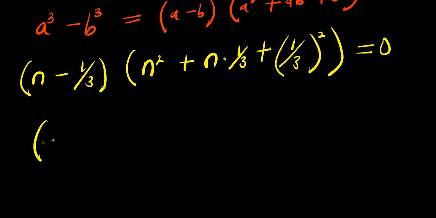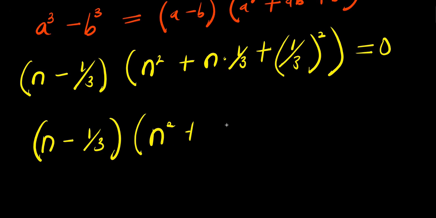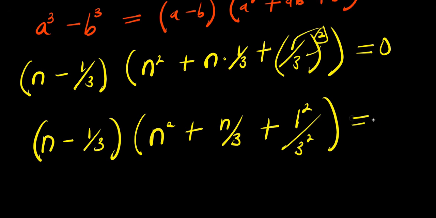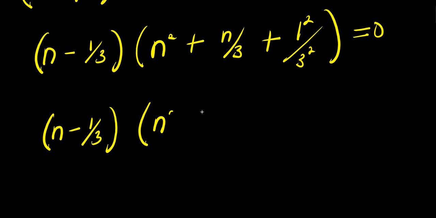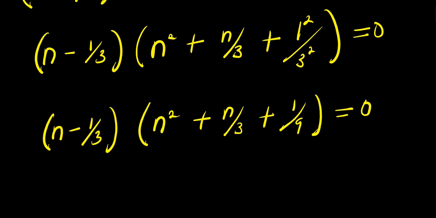So from here, I have n minus 1 over 3 times this is n squared plus n divided by 3 plus, we share this exponent to each of the terms, that is 1 power 2 divided by 3 power 2, and this equals 0. So from here, I have n minus 1 over 3 times this is n squared plus n over 3 plus 1 divided by 9, and this equals 0.